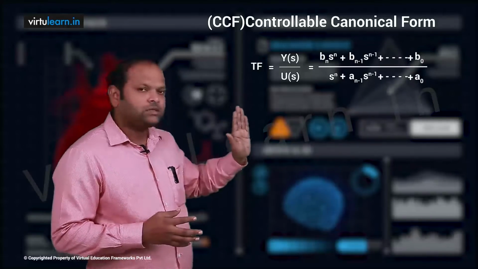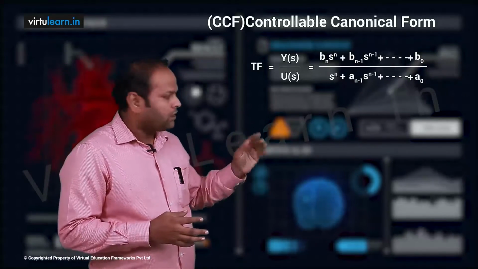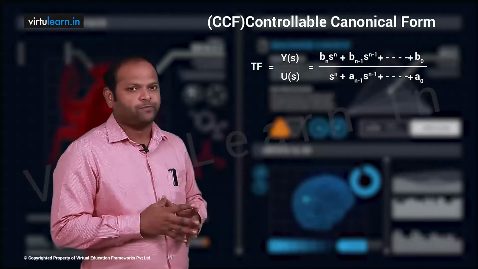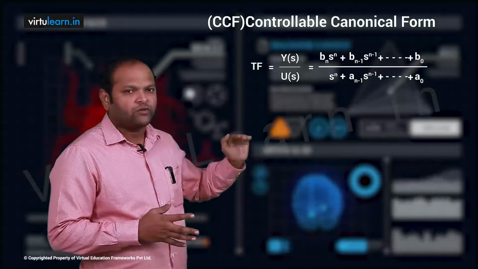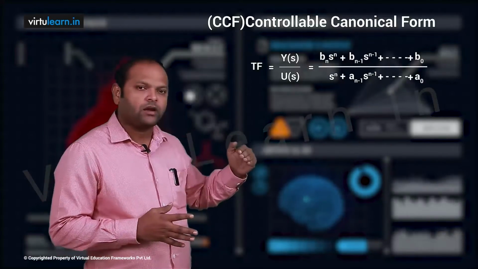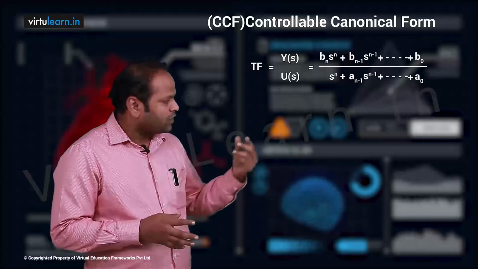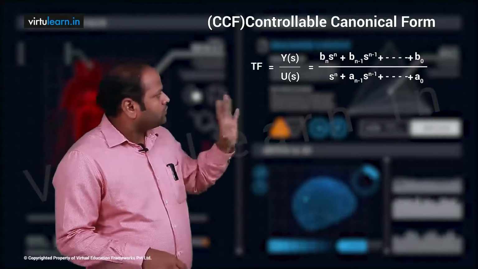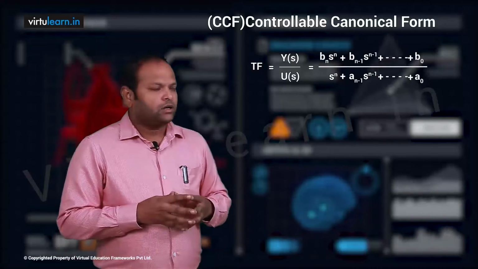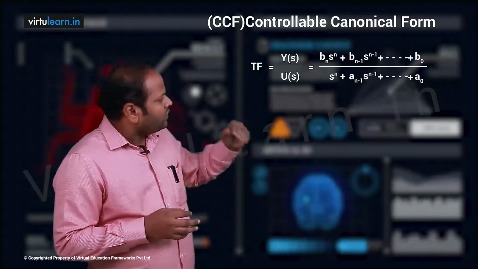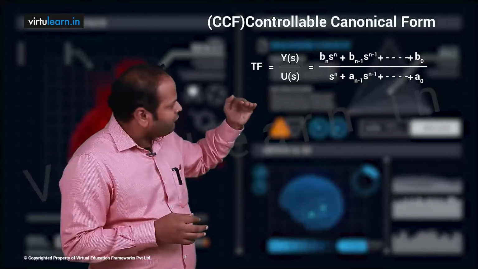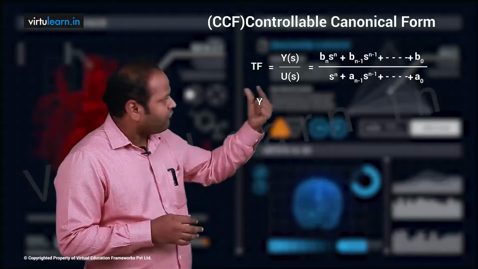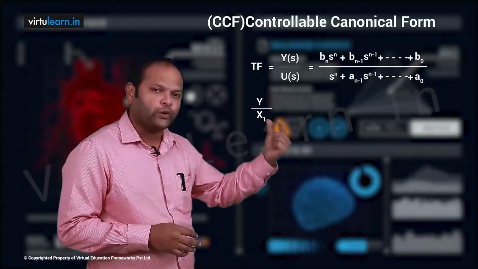When you look at this transfer function, in the denominator, the first term is s^n, and the coefficient is 1. This is the standard form. So whenever you take the controllable canonical or observable canonical form, see that the coefficient of the highest degree in the denominator is always 1. Now, once this is available, I want to write Y/U as two distinct parts: one is Y/X1 and the other is X1/U.